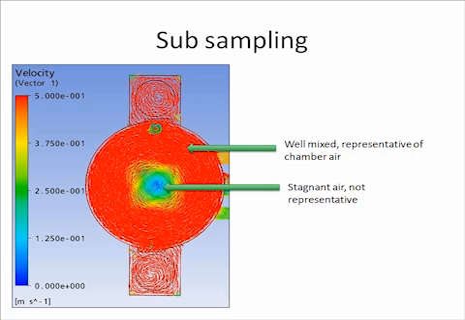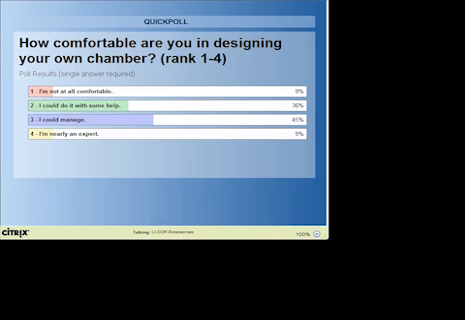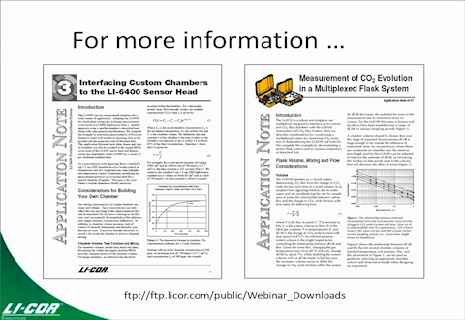There's a range of comfort level in designing a chamber. One of the nice things is LI-COR has a lot of experienced scientists and application analysts who can help you in designing chambers and answering questions. We also have a couple of application notes that you can turn to for additional information. They can be found on the tech support website. They're application notes number 3 and 128, and they provide a lot of information on designing chambers and interfacing those with the 6400 and the 8100.